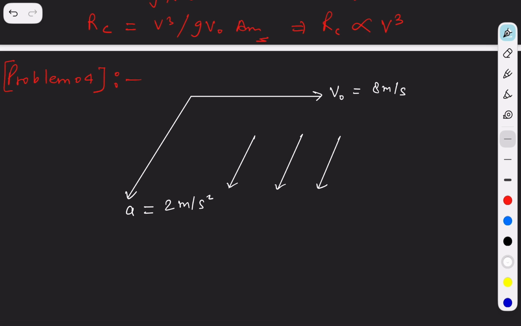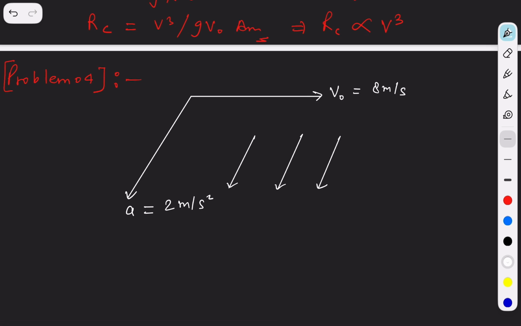So the minimum radius of curvature of the trajectory of the body. They are asking that whatever path the particle will take, at any certain moment, what would be the minimum radius of curvature that is possible. Okay, so this question is also indirectly associated with projectile motion. Let's try to understand.